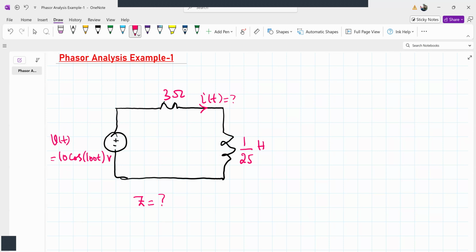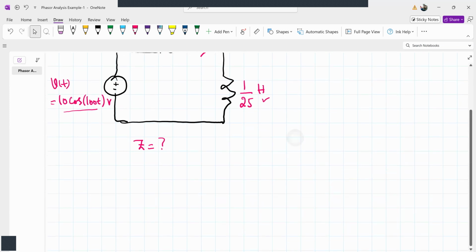So how many elements do we have? We have 3 elements: voltage source, resistor, and inductor. We'll write these 3 elements in phasor domain. Voltage source is 10 cosine 100t, so we'll convert this into the phasor form. We'll write the phasor equivalent of the resistor and of the inductor. Now we'll draw the phasor equivalent of this.